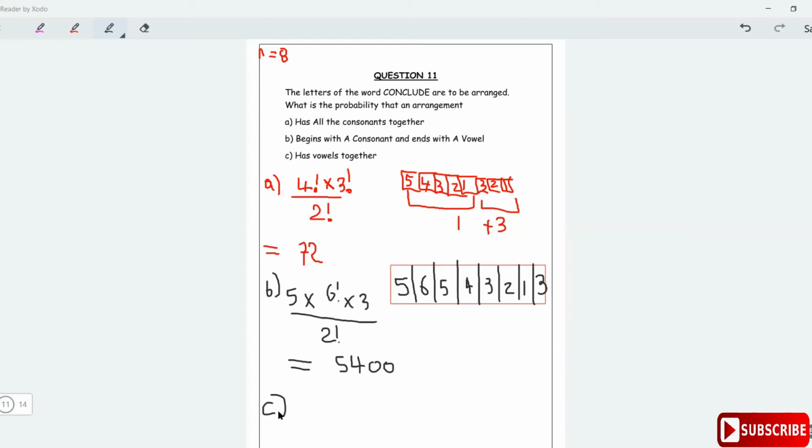Then part C says find the probability. Oh my golly, my sweet Lord. Notice I haven't been finding probabilities so far. Everything that I've done is showed you the number of ways. So of course, we always need to divide it by 8 permute 8. So check out what is 8 permute 8, by the way. You always have to check that out. 4 factorial divided by 2 factorial.